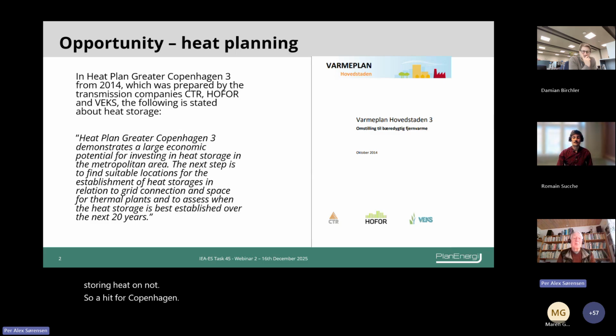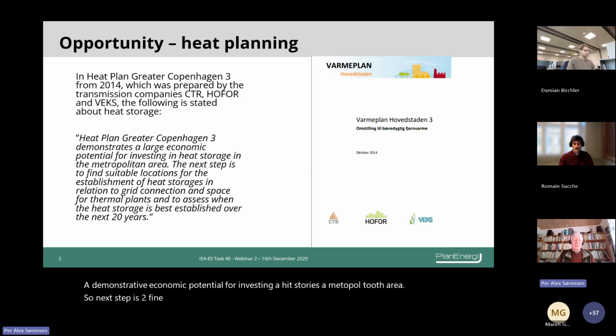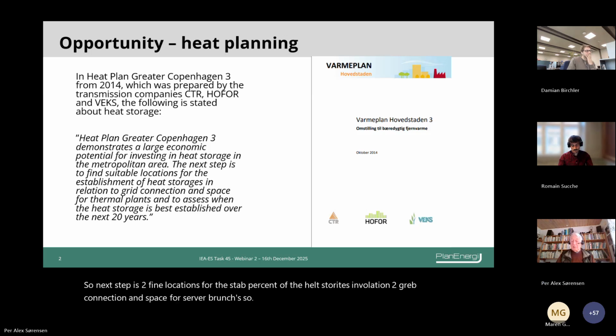it's actually for the whole city of Copenhagen, which was prepared in 2014, there was stated that it demonstrates a large economic potential for investing in heat storage in the metropolitan area. So next step is to find locations for the establishment of heat storages in relation to grid connection and space for thermal plants. So that was the job according to the heat plan.